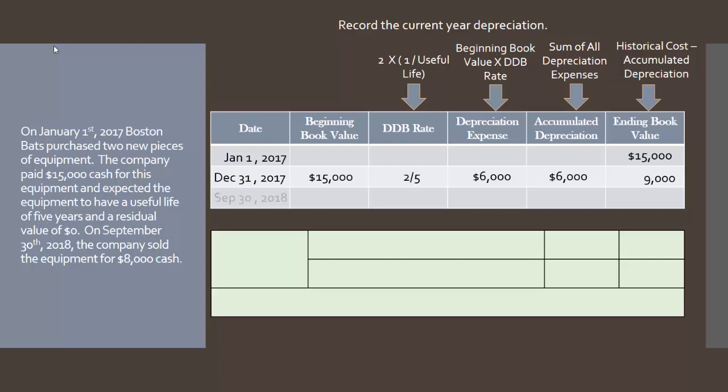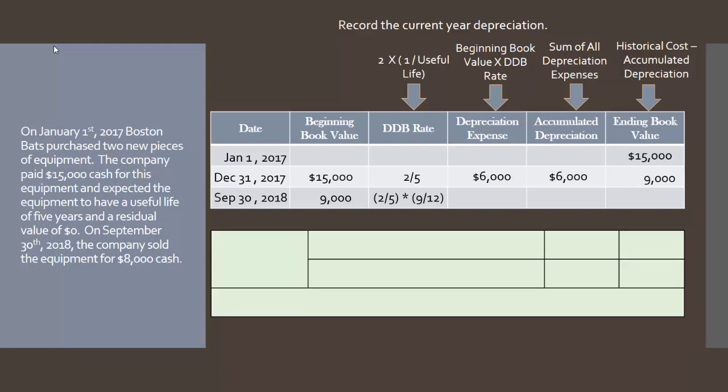They're selling this on September 30th, 2018. So we need to bring depreciation up to date. Let's bring down our ending book value from the end of the prior period and make it our beginning book value for this period. So it's $9,000 as of September 30th, 2018. Multiply that by the double declining balance rate. And here's the catch. That double declining balance rate of 2/5 is for each year. But we didn't make it through the whole second year. We only made it through September 30th, which is 9 months. So when we bring depreciation up to date, we're not going to use 2/5, we're going to use 9/12 of 2/5. And a little multiplication of fractions tells you that should reduce down to 3/10.